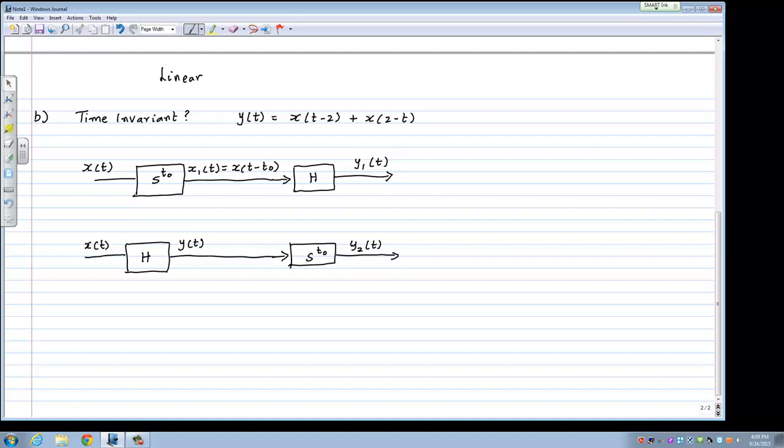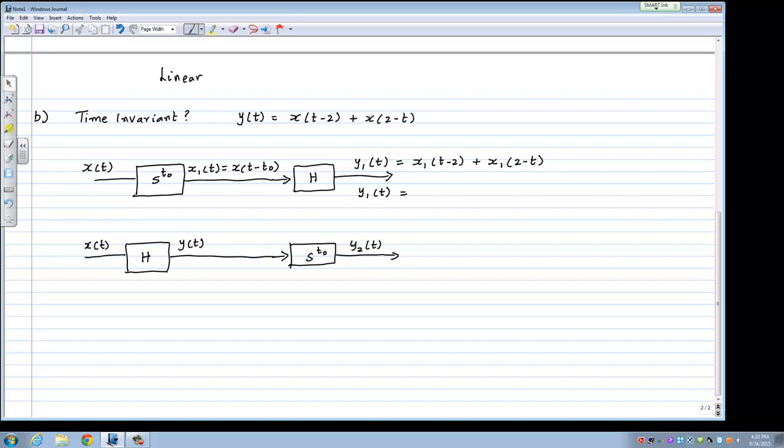Okay. Now we're going to pass the signal through the system to get y1 of t. What is y1 of t? Now y1 of t is x1 of t minus 2 plus x1 of 2 minus t. Right? That is the input-output relationship for the system. But what I would like to do is to not have the x1 there. I would just like to write it in terms of the x's. So in terms of x's, what is x1 of t minus 2?